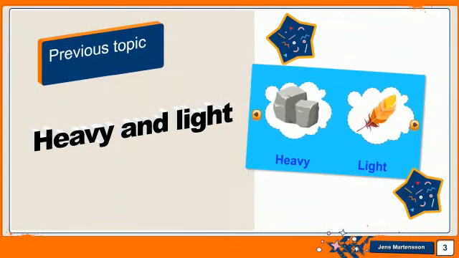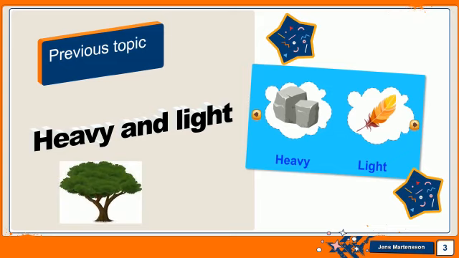Dear students, in the previous video lesson we have learned about heavy and light objects. The objects which we cannot carry, lift or move from one place to another place are called heavy objects, like stone is heavy, feather is light. Same like that, tree is heavy. And the objects which we can carry, lift or move from one place to another place easily are called light objects, like feather and like leaf.